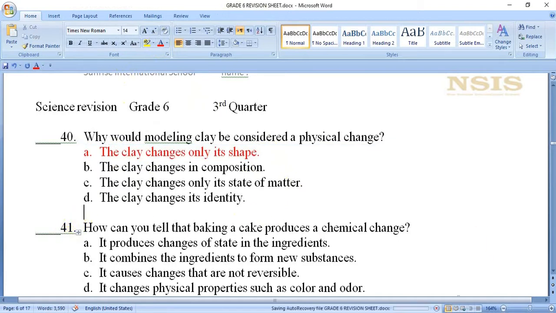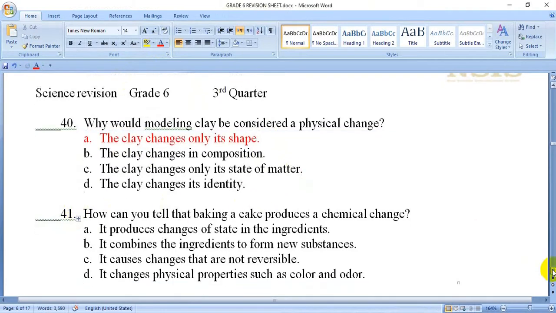Question 41. How can you tell that baking a cake produces a chemical change? How do we know that baking a cake is a chemical change? A, because it produces changes of state in the ingredients. B, it combines the ingredients to form new substances. C, it causes changes that are reversible or not reversible. Or D, it changes physical properties such as color and odor.